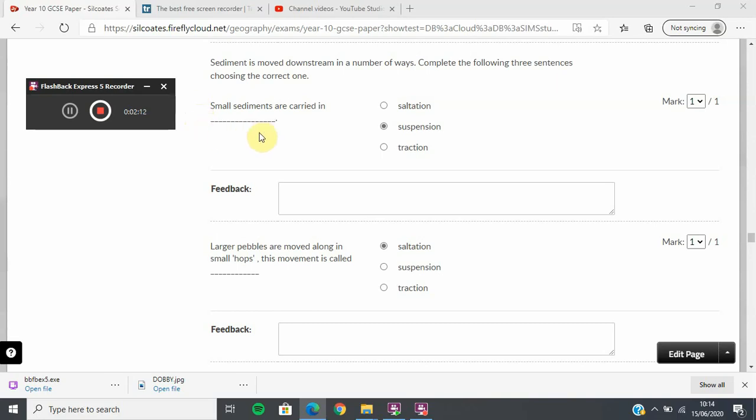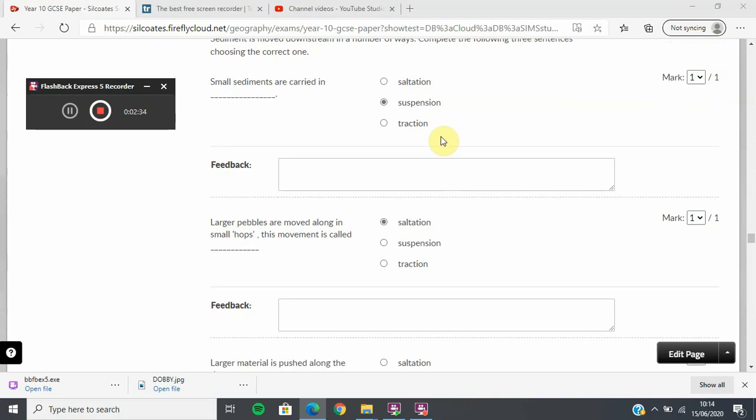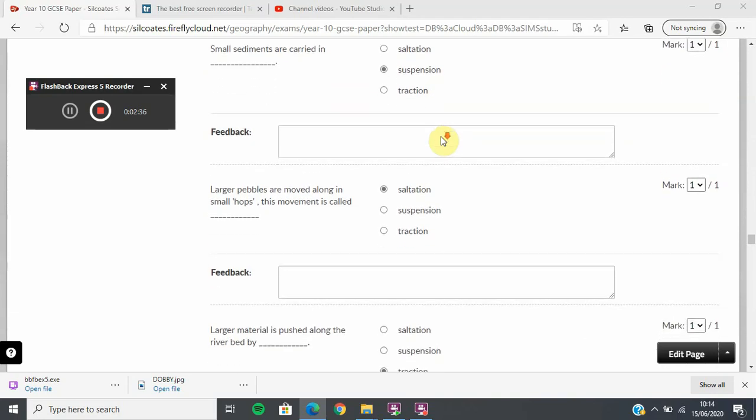So small sediments are carried in suspension. That's correct on this. So suspension. So they're suspended. If they're small enough, the movement of the water in the river is going to be able to hold the sediments in the water without dropping them off, just hanging around in the water. Okay, so that's suspension, the first one, the smallest part, small particles carried that way.